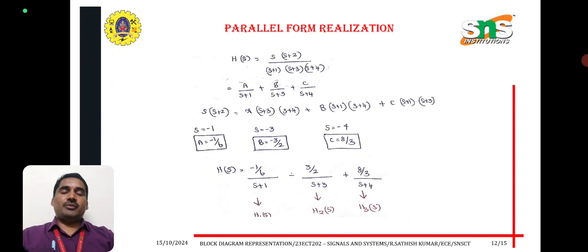Next one, parallel form realization. H(s) is equal to s into (s plus 2) divided by (s plus 1) into (s plus 3) into (s plus 4). Now we can apply the partial fraction method: A divided by (s plus 1) plus B divided by (s plus 3) plus C divided by (s plus 4).